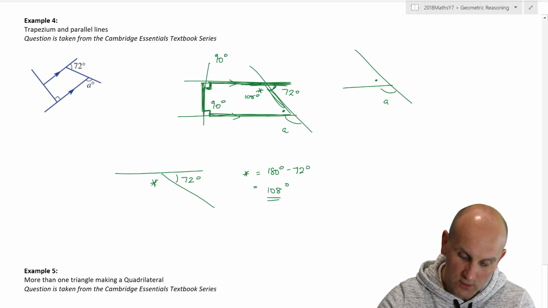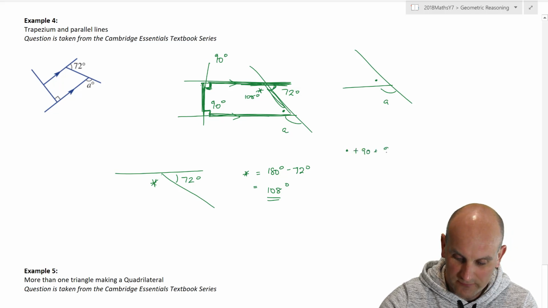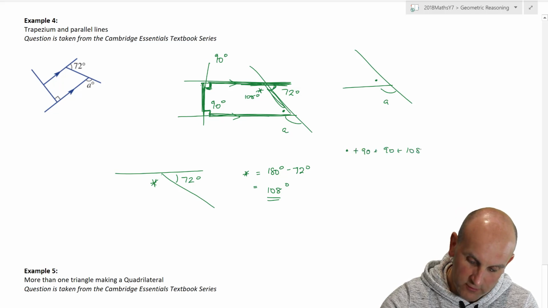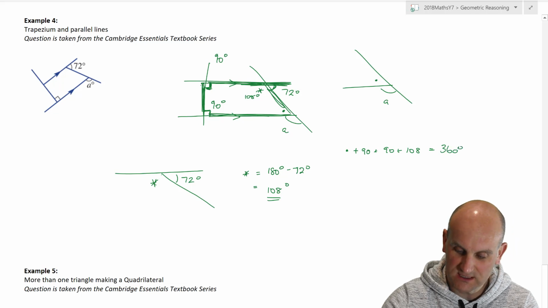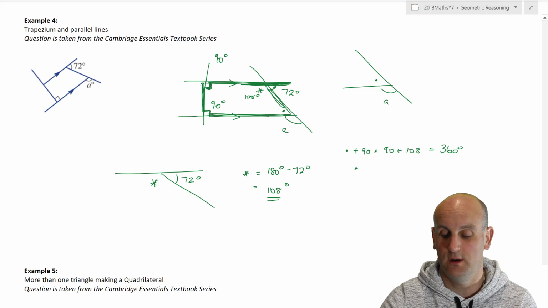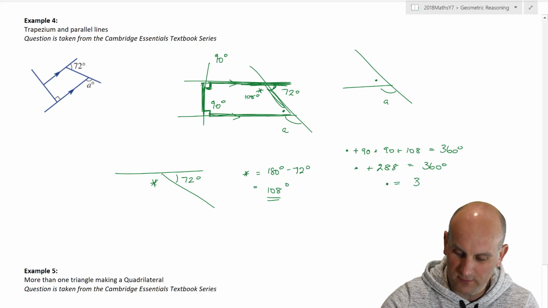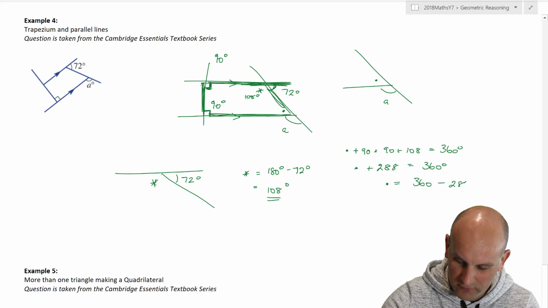Well, I should go because my dot plus 90 plus 90 plus 108 must be 360 degrees. Okay, so dot. 90 and 90 is 180, so that's 288 is equal to 360 degrees. So my dot becomes 360 minus 288.